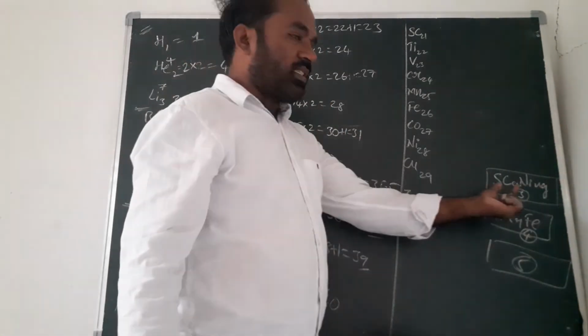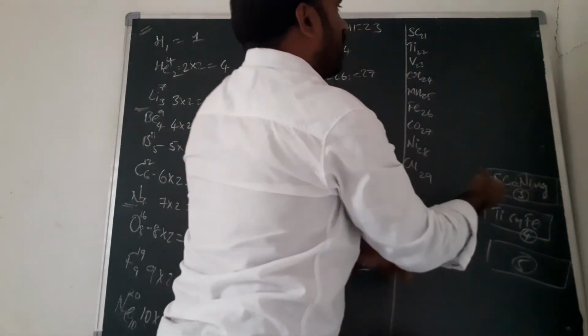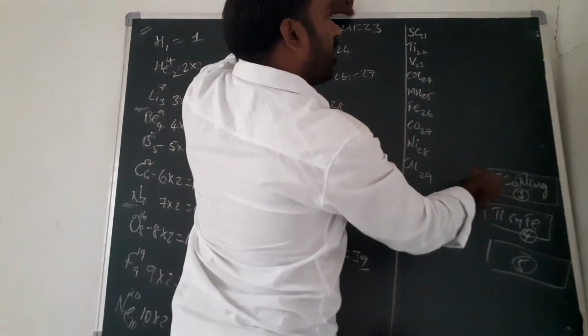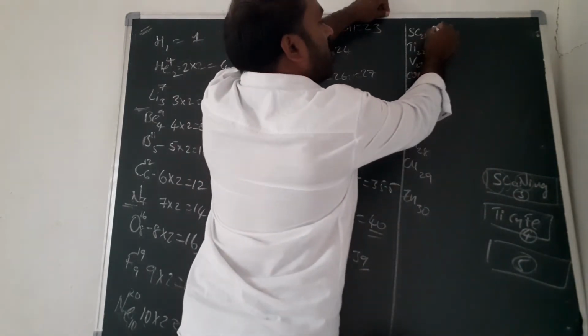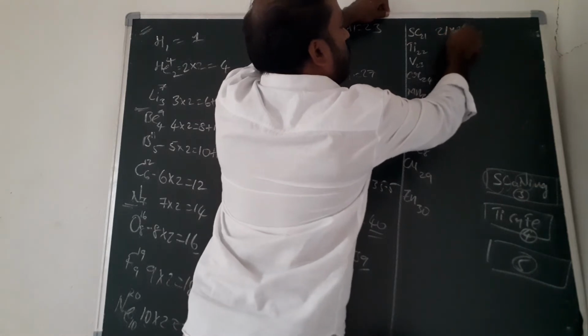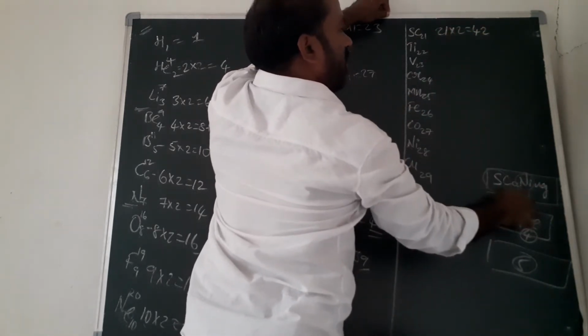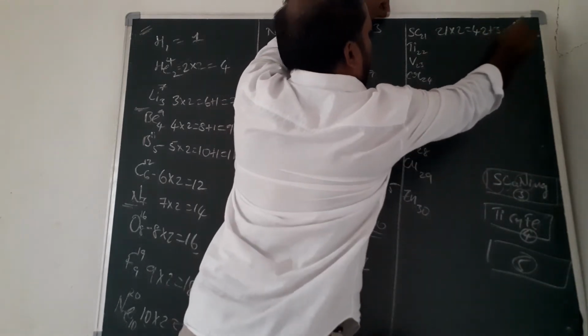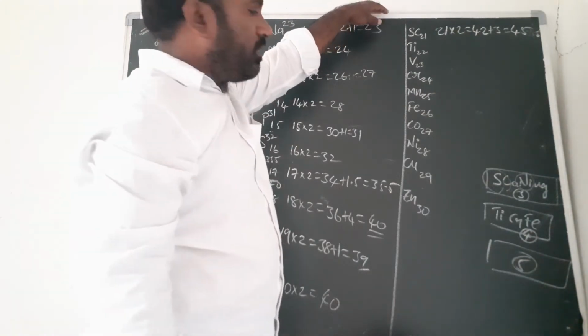So in scanning we have 2 elements. One is scandium, second one is nickel. For this we have to add 3. Multiply the atomic number with 2 and add 3. So atomic number is 21, 21 into 2 is 42. Here for scanning we have to add 3. 45. Mass number of scandium is 45.